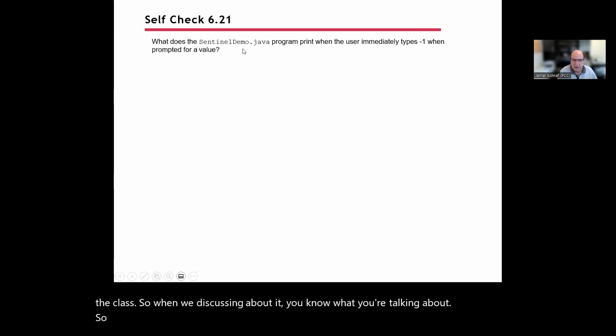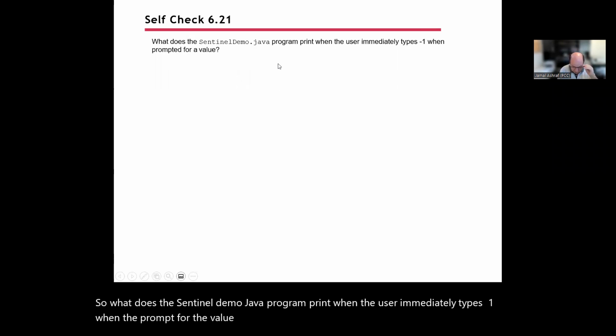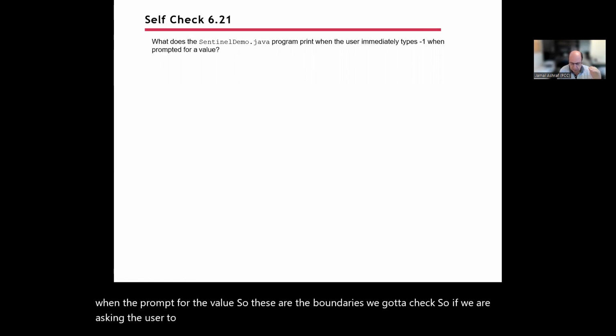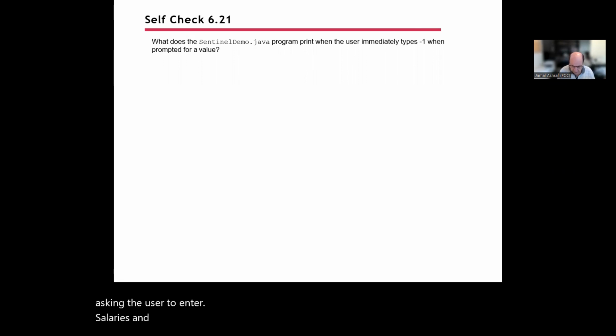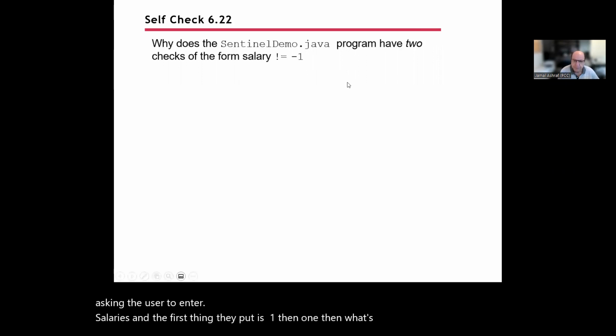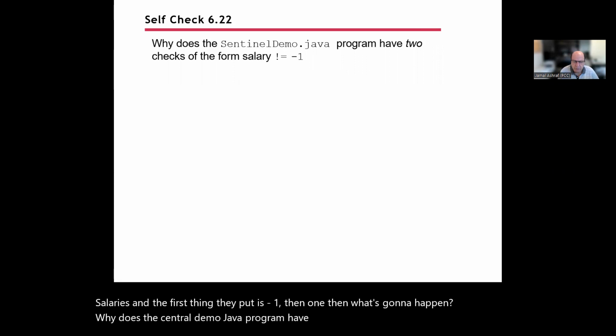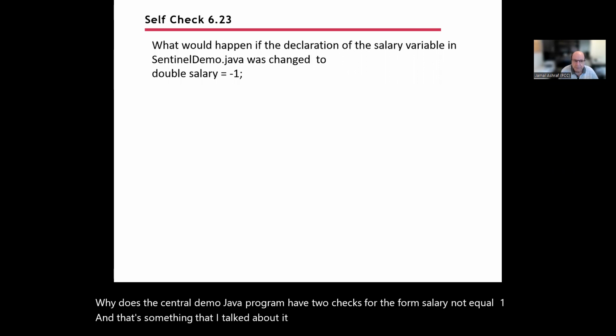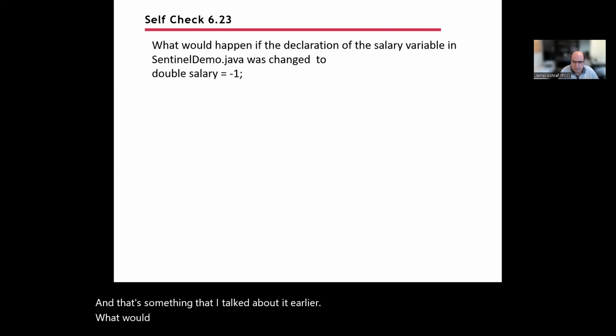So what does the Sentinel demo Java program print when the user immediately types -1 when prompted for the value? So these are the boundaries we have to check. If we are asking the user to enter salaries, and the first thing they put is -1, then what's going to happen? Why does the Sentinel demo Java program have 2 checks for salary not equal -1? That's something I talked about earlier. What would happen if the declaration of the salary variable in the Sentinel was changed to double salary = -1? Something to think about.